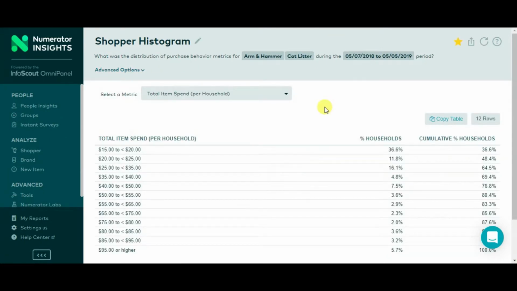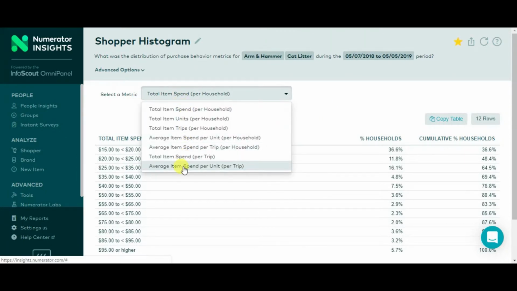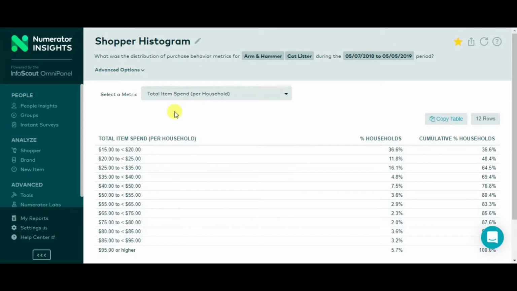Now when this report comes back, it's pretty easy to read. Think of this as just one big scorecard. So we have a variety of metrics that we can look at here. We won't go through all of them, but let's start with the total item spend per household. What this report does is it creates buckets. Unfortunately, you can't choose your own buckets. The system will determine that for you, but we'll be able to see in the last 52 weeks the total item spend per household of Arm & Hammer cat litter. So we can see it goes from $15 all the way up.